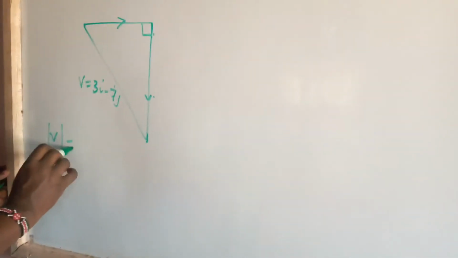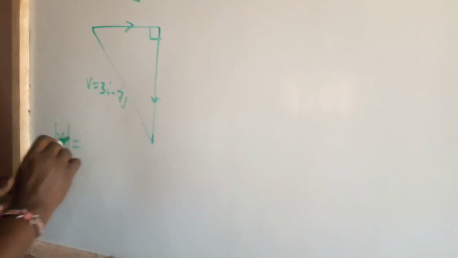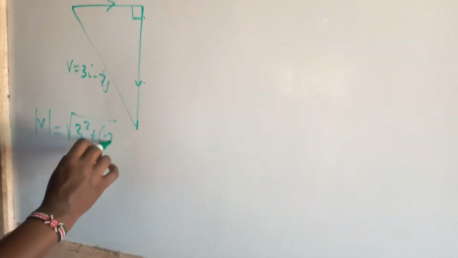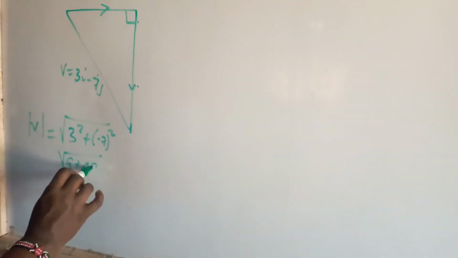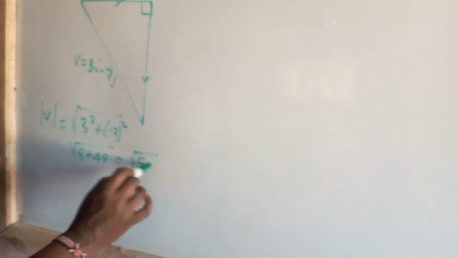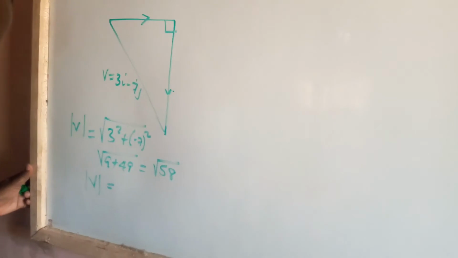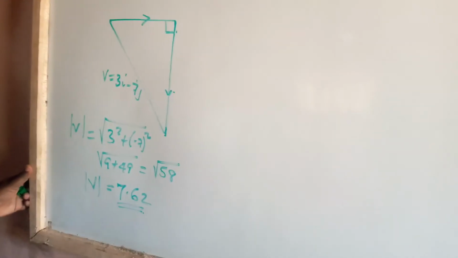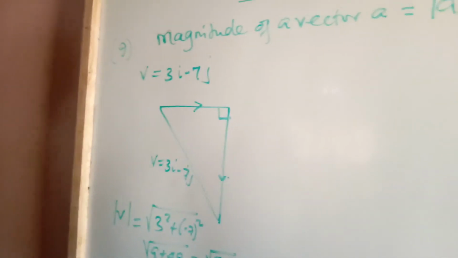And of course, the modulus of V is just the normal way you use Pythagoras' theorem. It is equal to the root of 3 squared plus negative 7 squared, which is the root of 9 plus 49, which is the root of 58. And the modulus of V is given by 7.62, of course, to 3 significant figures. That is as far as example 9 is concerned.